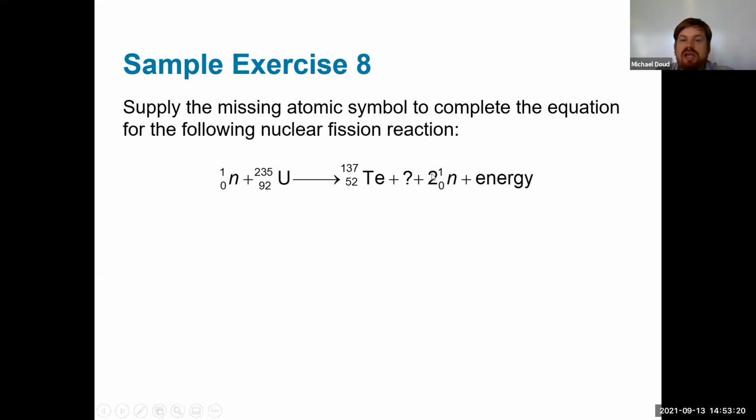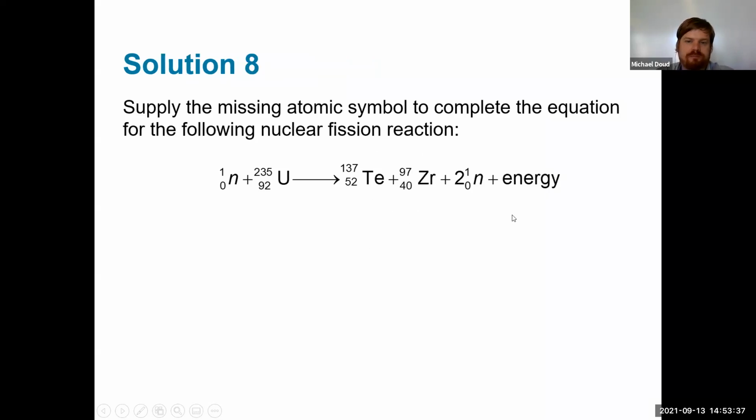But now this time it could be anything, right? We don't know what this element is. All you have to do is take 1 plus 235 on this side has to equal 137 plus x plus 2 on this side. And that'll determine the mass number. And you do the same thing for the atomic number too.